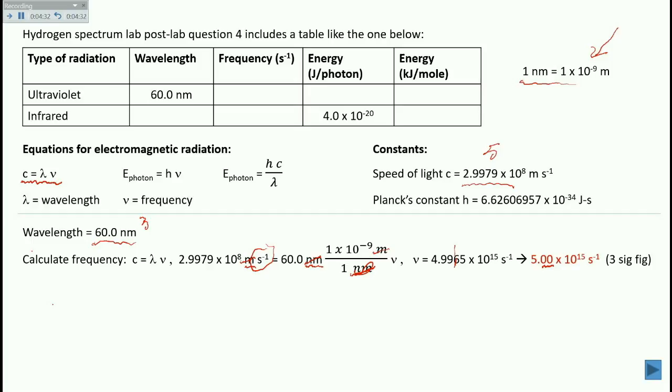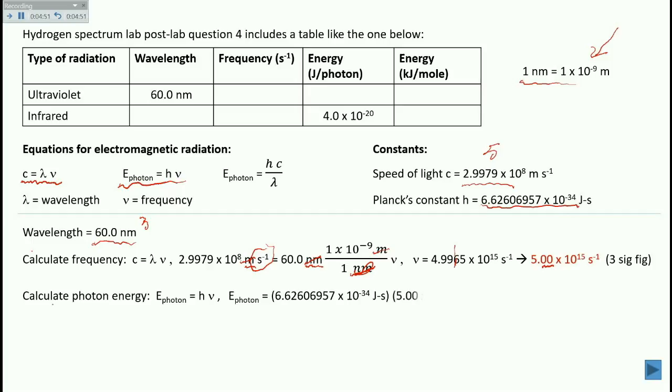Next, let's move to calculate the energy of the photon. So for that, I'll use this equation here. So energy of the photon is going to equal Planck's constant. I get that from right there. And that will be times the frequency that I just calculated, 5.00 times 10 to the 15th, seconds to the minus 1. Do a quick unit check. Seconds to the minus 1 here will cancel seconds on the same side. So the units I'm left with will be joules, which is what I want. And now it's just a calculator operation.